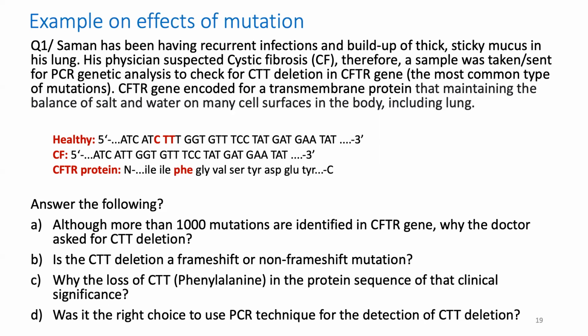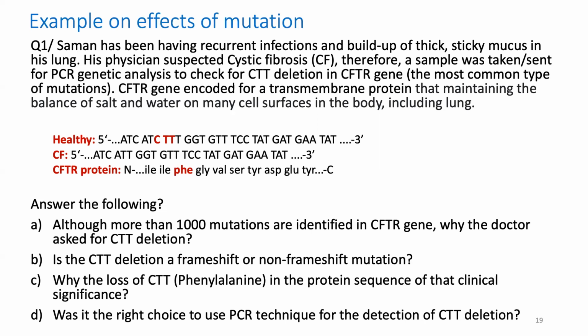Well, the answer is because it's the most common. 70% of cystic fibrosis patients have that deletion. And because the genetic test is very expensive so far, the doctor would absolutely go for the very first common one. If this has been excluded, then it will go to other less common mutations. So by logic, the doctor would need to require the CTT deletion test.